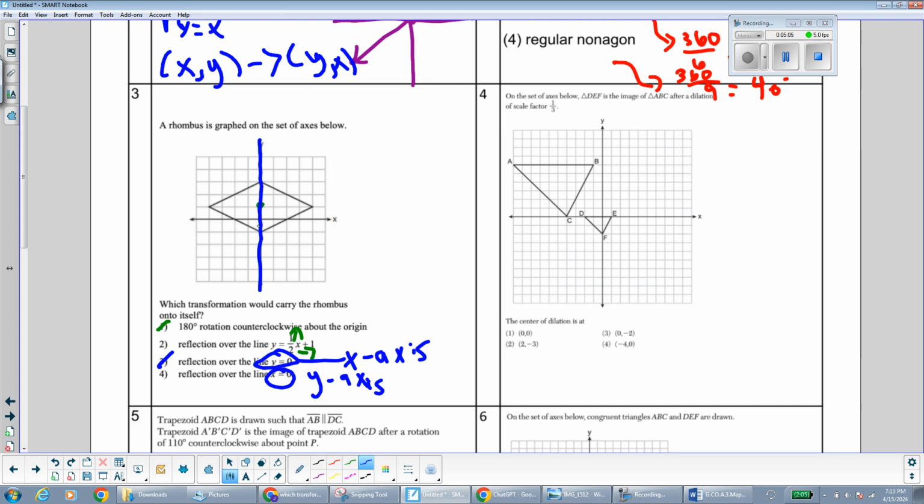And here we see that the y-axis actually is a line of symmetry. If we reflect over, it will look the same as itself because it's cutting it into two symmetrical pieces. Okay, let's take a look at the next one.